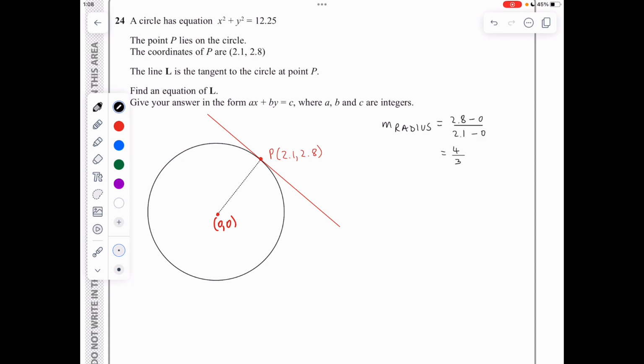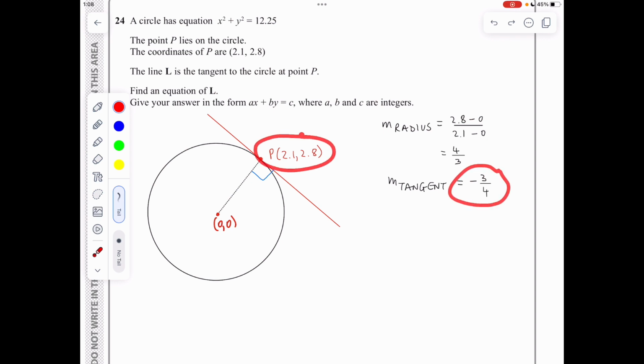Now we know that the angle between the tangent and the radius at the point of contact is 90 degrees. And in order to find the gradient of the tangent, all I need to do is take the gradient of the radius, flip it, and change the sign. So the gradient of the tangent will be minus 3 over 4. So what we are looking at is the straight line having a gradient of minus 3 over 4 and passing through this point here with coordinates 2.1, 2.8.